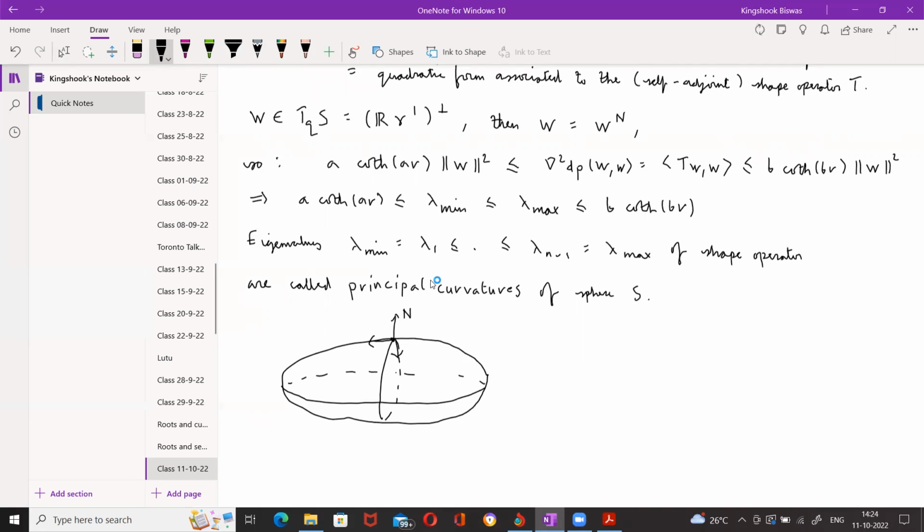Intuitively, it's clear these should be the eigenvectors of the shape operator. I'll think of a proof, but intuitively, this should be clear. In these directions, the change in the normal vector is proportional to the vector. And the principal curvatures are positive.